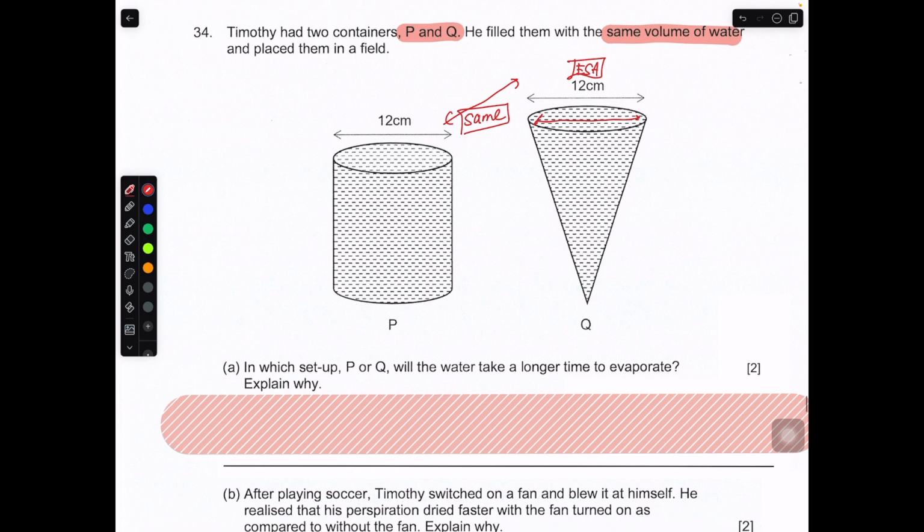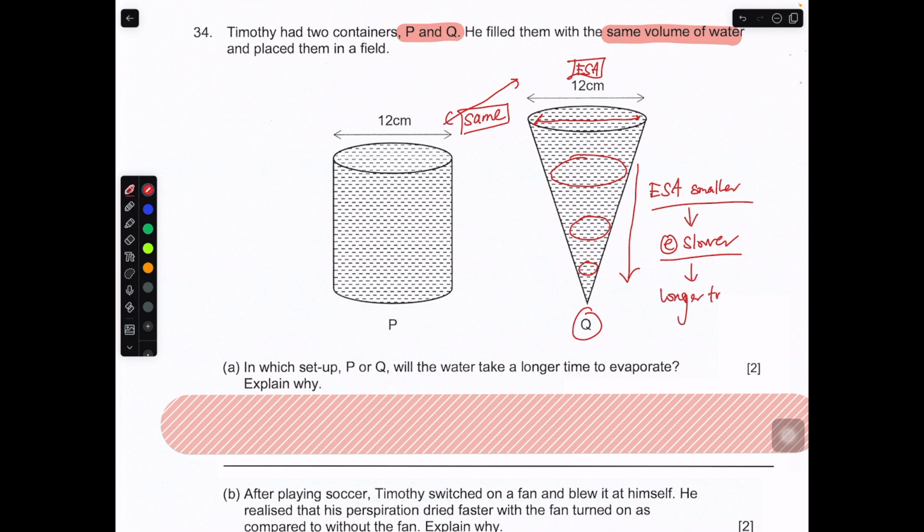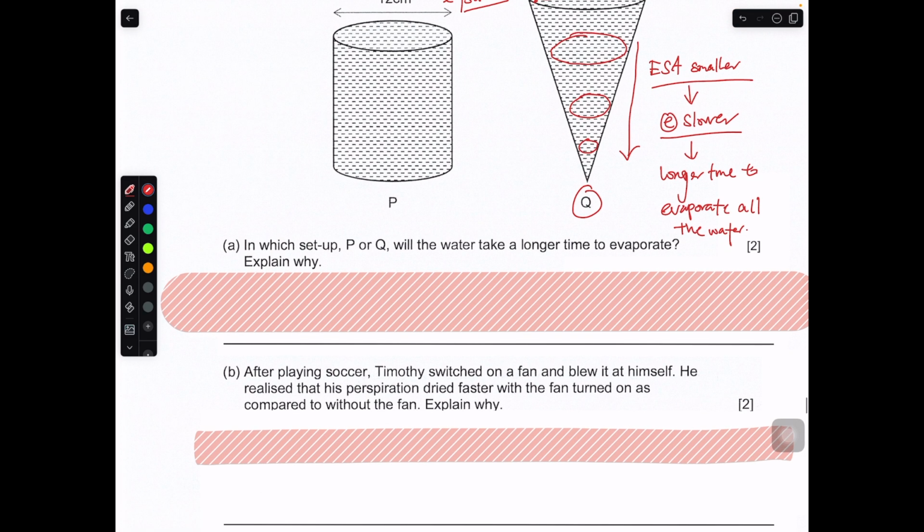In which setup will the water take a longer time to evaporate? It will be this. Because over time, when more of the water evaporates, you notice that the circle becomes smaller and smaller. It's trying to tell you that the exposed surface area becomes smaller. With a smaller exposed surface area, evaporation will be slower. So it will take a longer time to evaporate all the water.